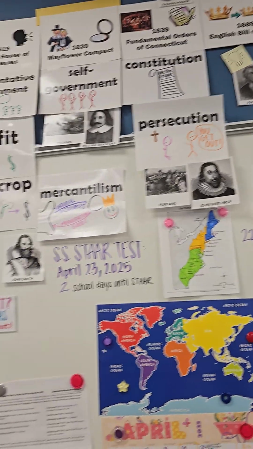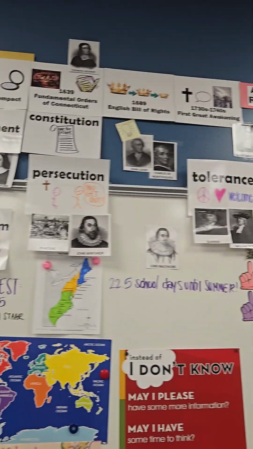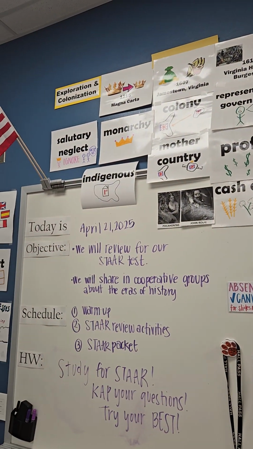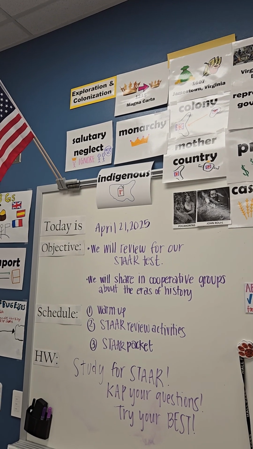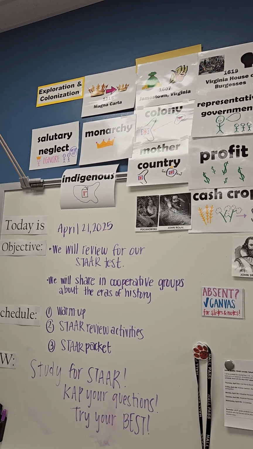Now, one thing you'll notice is that for each era, I have a little placard that is done in a different color. I like to think of exploration and colonization as yellow because I think about all of the different countries coming and setting up empires looking for gold.